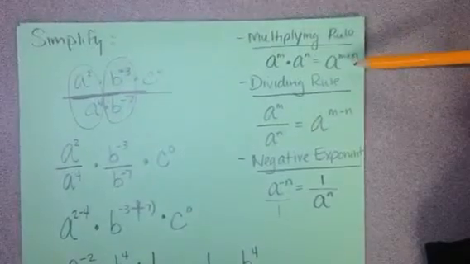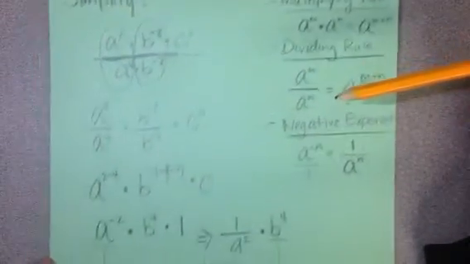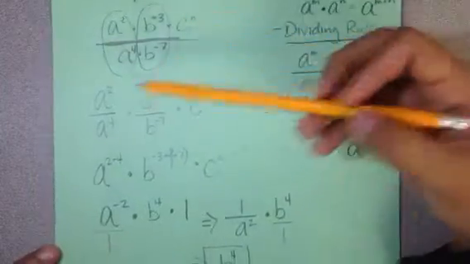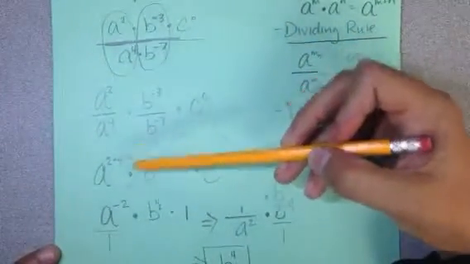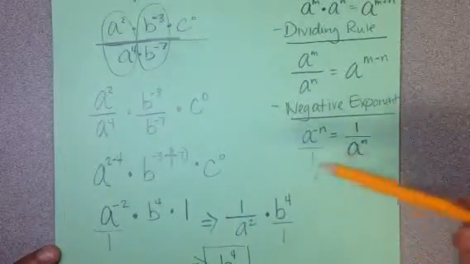So remember, you want to use those rules of exponents when combining like terms, when combining exponents. When you're dividing, you subtract. When you have a negative exponent, you flip it over 1, and it becomes positive.